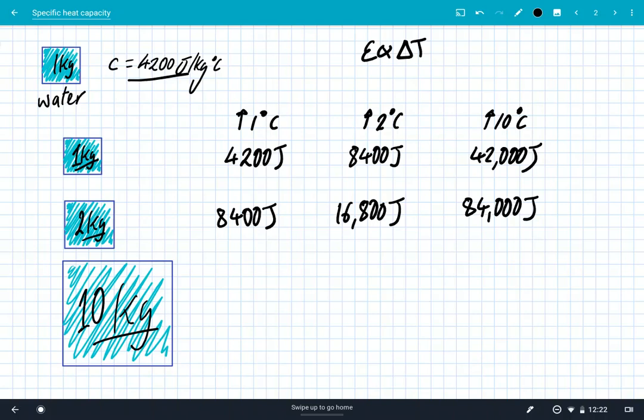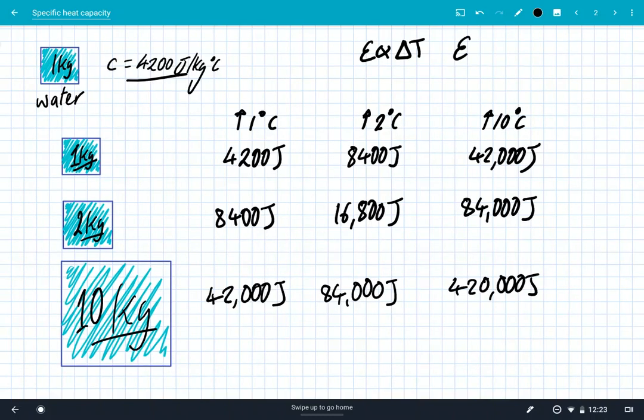Finally, if we want 10 kilograms of water heated up by 1 degree C, it's going to be 10 times the specific heat capacity, which is 42,000 joules. And then if you wanted a 2 degree change for that mass of water, that's going to be 84,000 joules. And if you wanted 10 kilograms of water to be heated up by 10 degrees Celsius, it's going to take 420,000 joules, or 420 kilojoules. So the energy is not just proportional to the change in temperature, the energy required to heat a substance up is also proportional to the mass. If you double the mass, the amount of energy required to heat it up will also double.